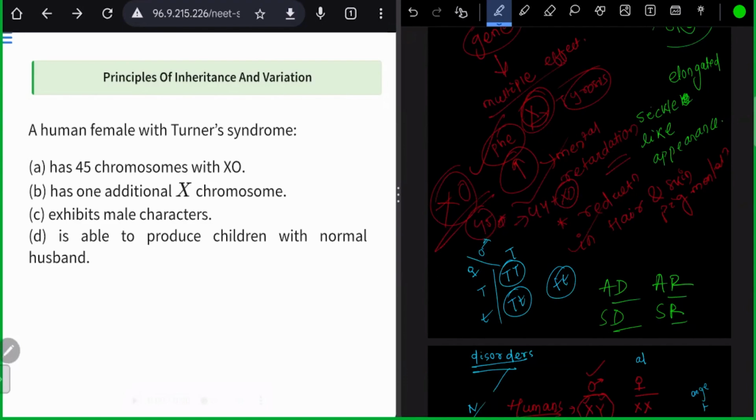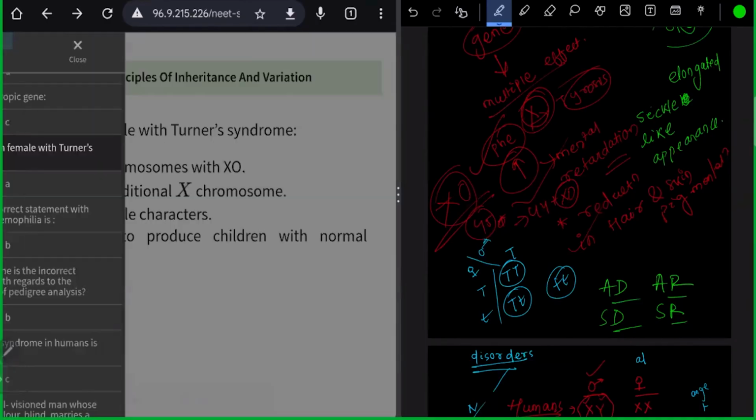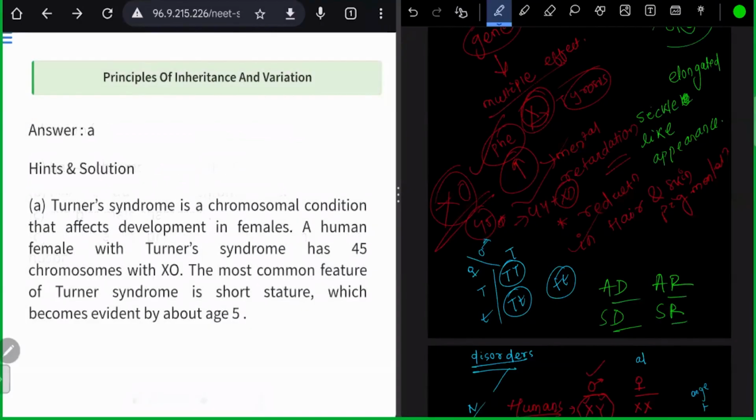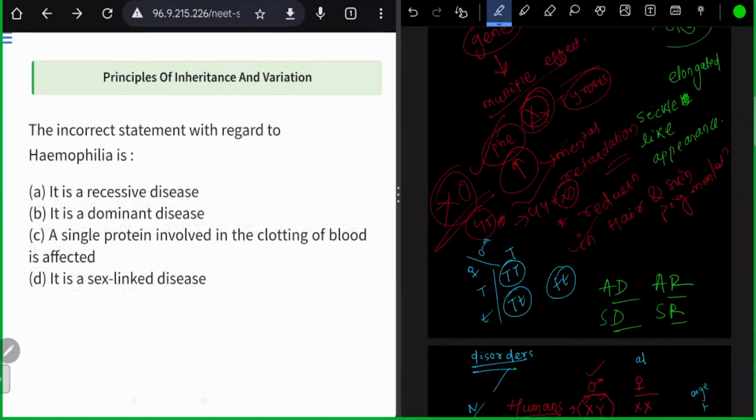All other options are incorrect because in option 2, an additional copy of X chromosome is there, which is present in Klinefelter syndrome. And the person will be sterile. Answer is A. Next, the incorrect statement with regard to hemophilia.